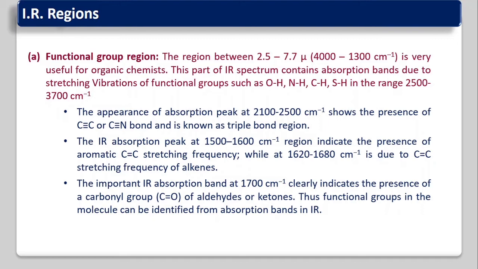UV visible spectroscopy gives us information about the chromophore, that is the presence of multiple bonds, presence of conjugations, presence of substitutions. According to that, we can calculate the lambda max in UV visible spectroscopy. Well, in this case, by using these wave numbers, frequencies, we can understand which bonds, which functional group might be present in our compound.